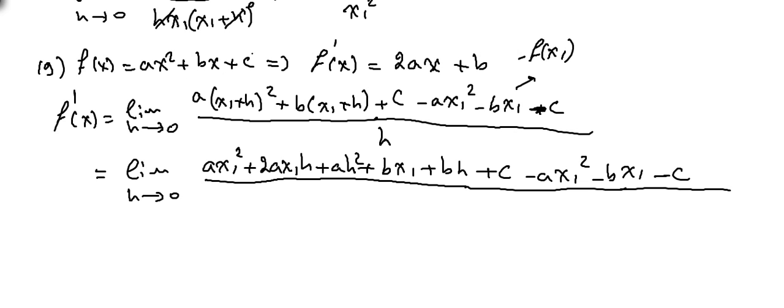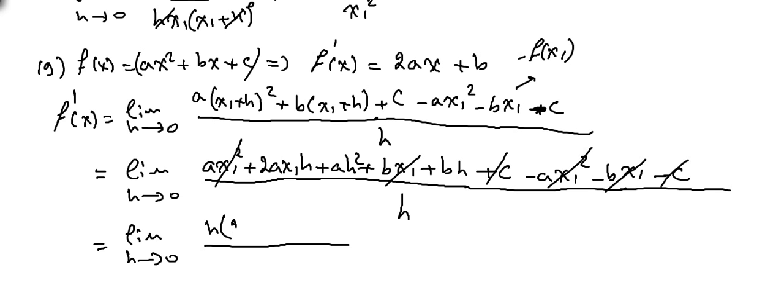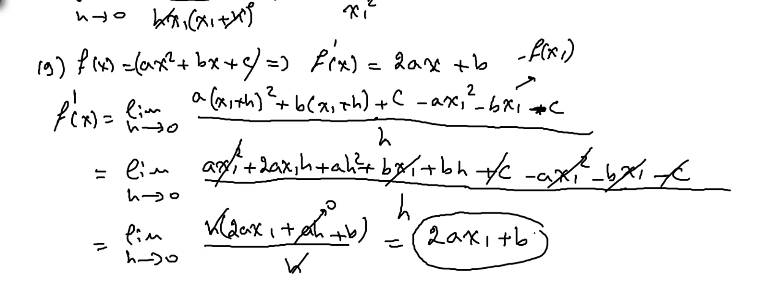So we substitute x1 and we multiply the whole thing with minus, right? Over h. Plus c minus c cancel. bx1 minus bx1 cancel. ax1 squared minus ax1 squared also 0. What is left is our three terms, right? Let's take a common h out of 2ax1 plus ah plus b, over h. We take the h out and we substitute 0 instead of h. What is left is 2ax1 plus b, and this is the correct derivative.